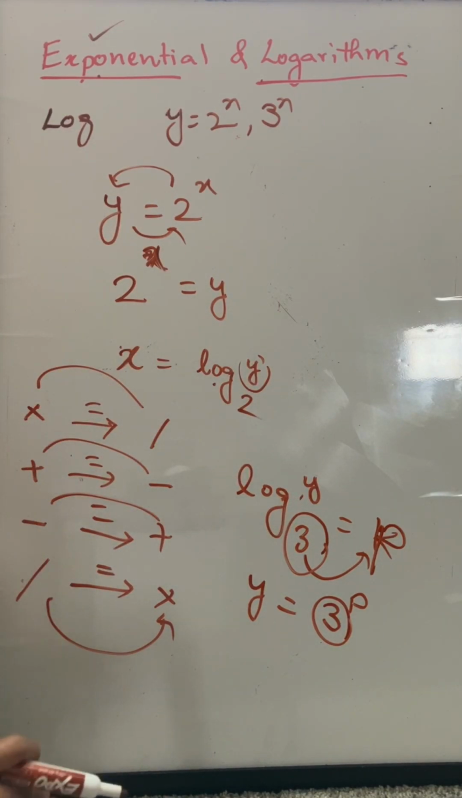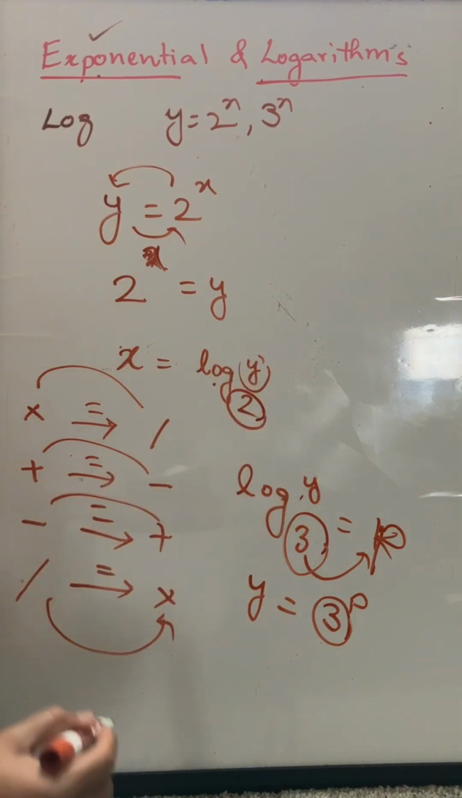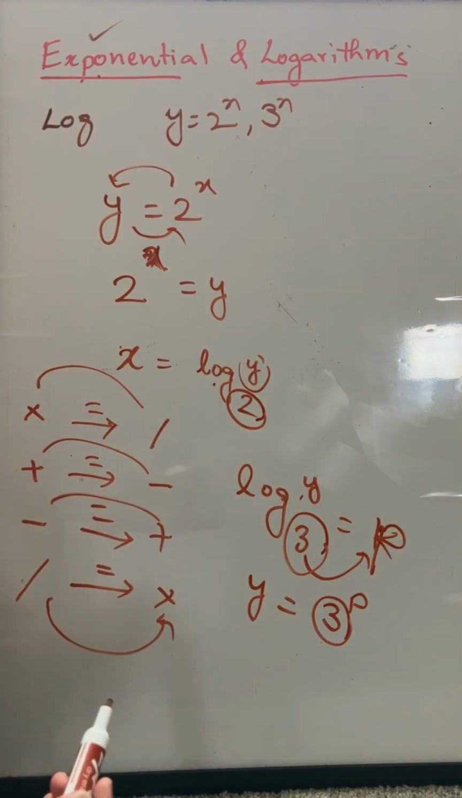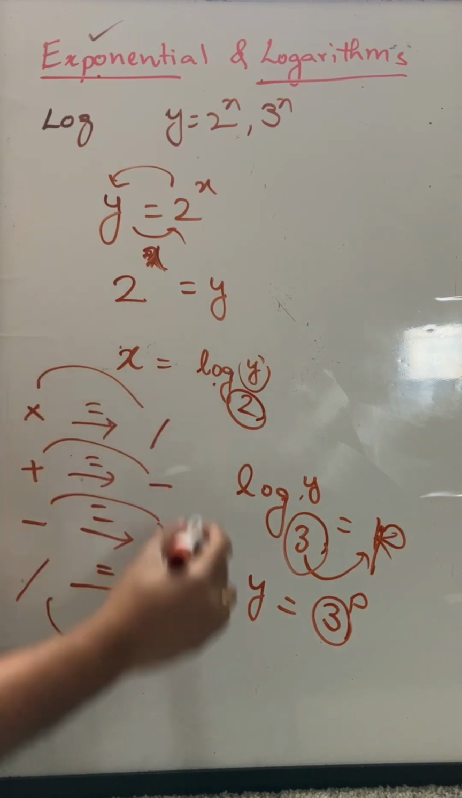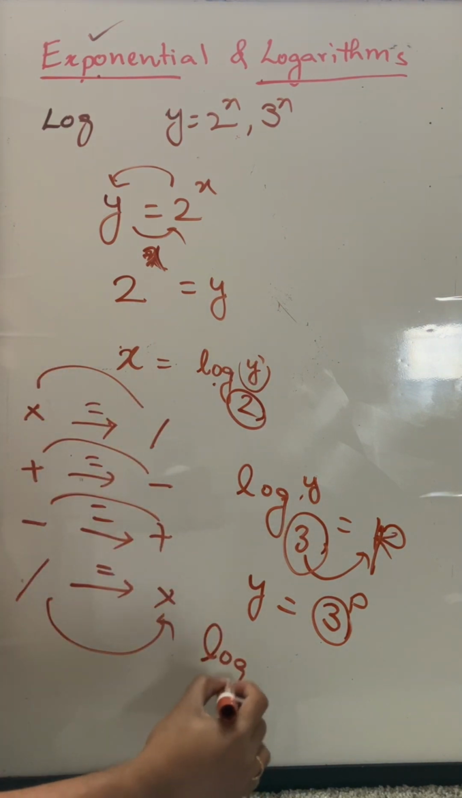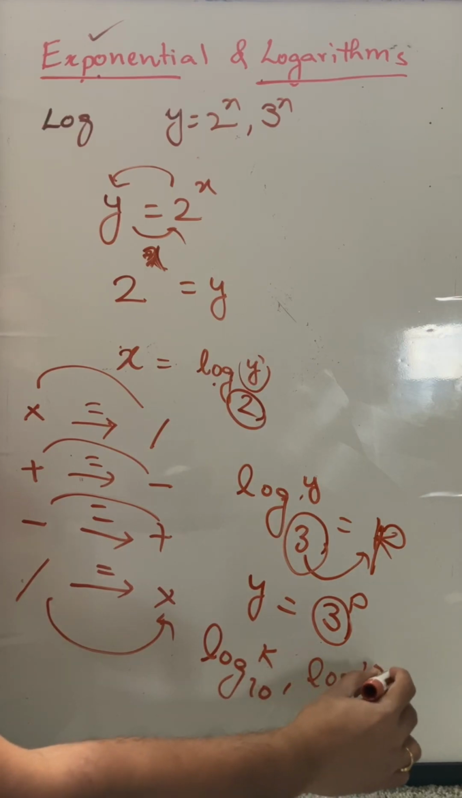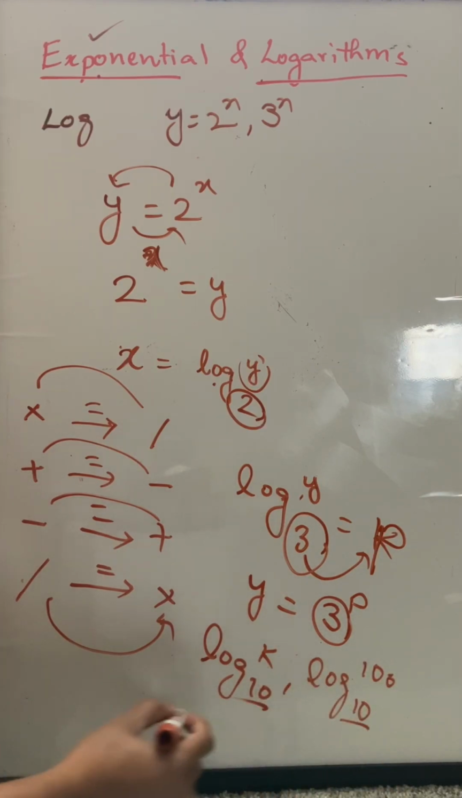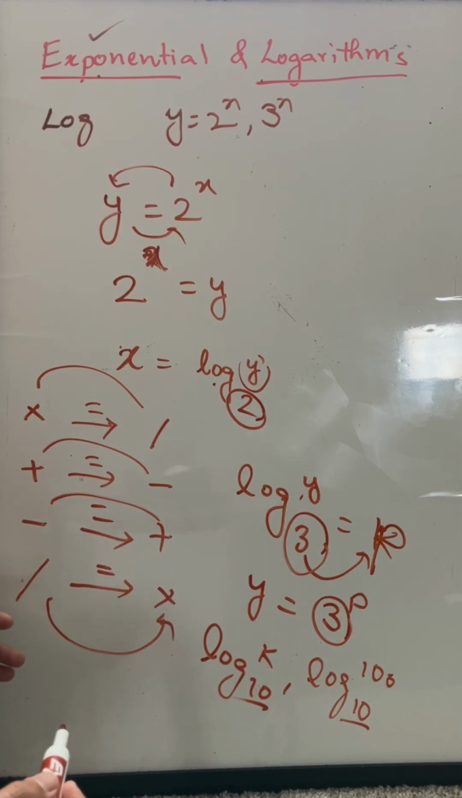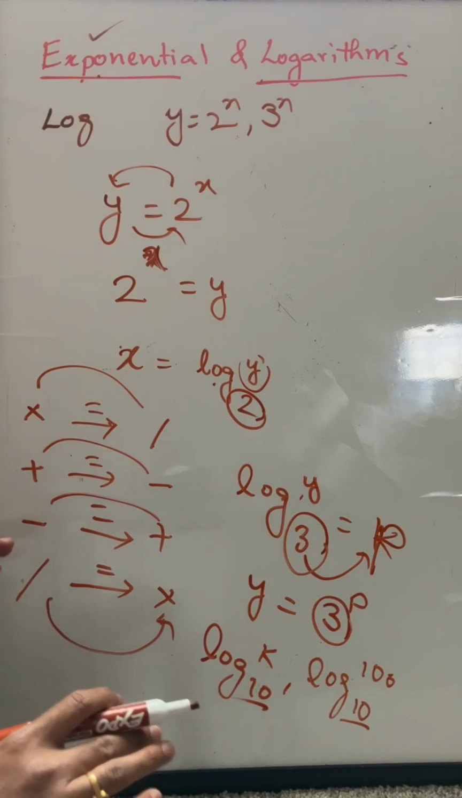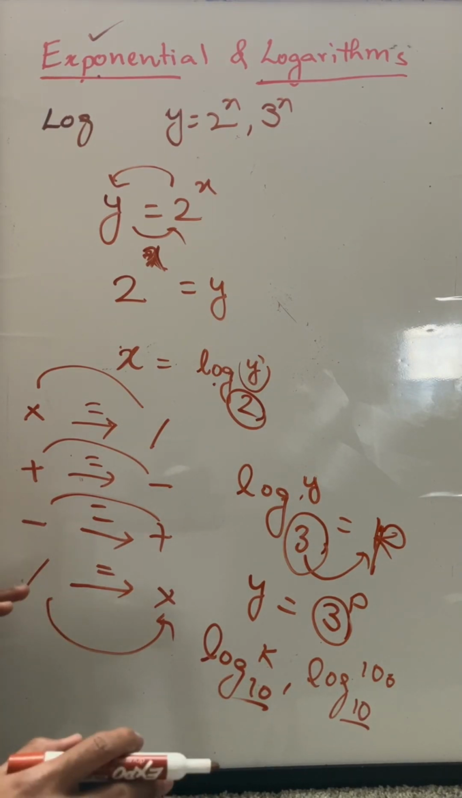That's it. So the base is important, and we use a special term when the base is 10, like log 100 base 10. When the base is 10, we call it a common logarithm. So it's a name given. Please don't get confused. It's just a name given.